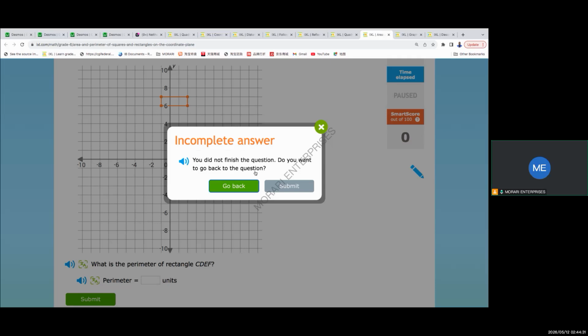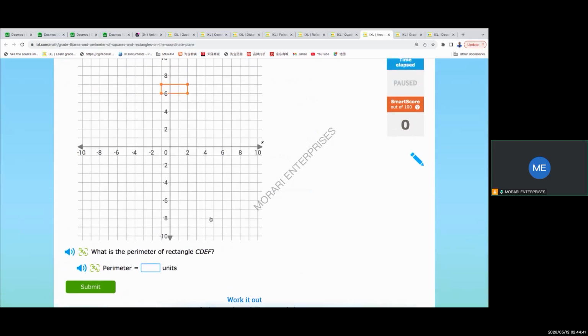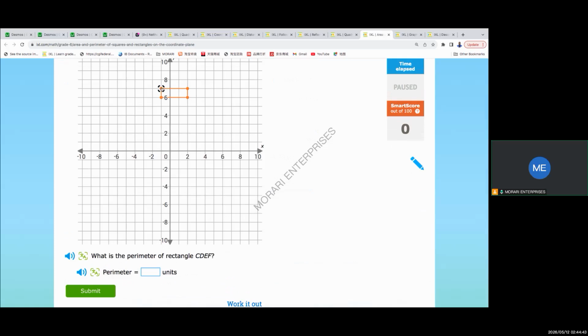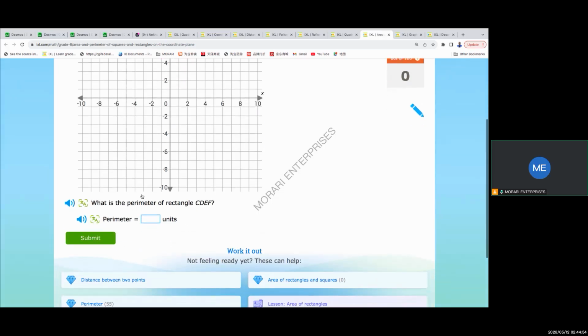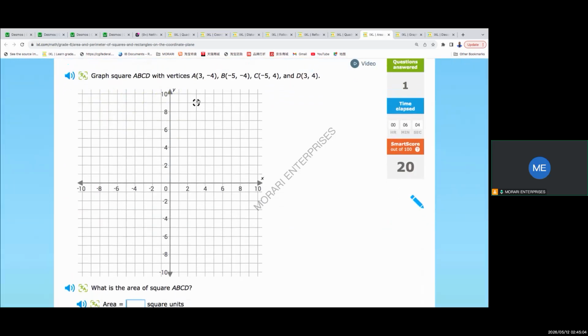Then submit. Oh, there are more questions down. So we go back. We look down. It says, what is the perimeter of rectangle CDEF? Perimeter, let's see here. How many units? 1, 2, 3 units, 4 units, 5, 6, 7 units, 8 units. So to move around, we need 8 units around. If it's centimeters, that will be 8 centimeters. So we put our 8 units here, then we can submit. It says correct.